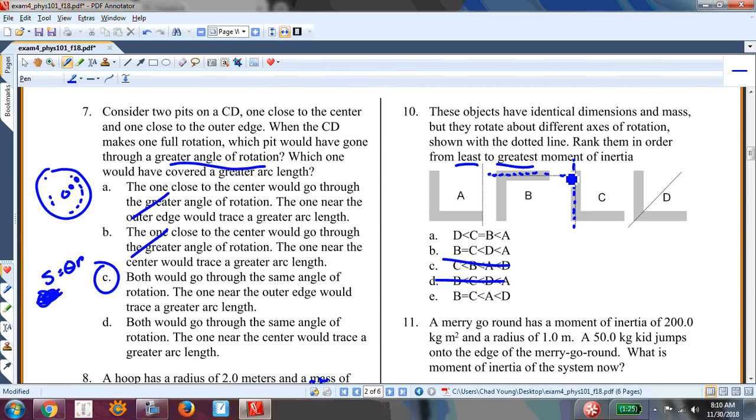So B and C are also the smallest ones. So I can get rid of A as well. Now it's really just a matter of which is bigger, A or D. Well, A has a whole lot of mass out at the biggest radius possible, and it has very little mass in close to the axis. Whereas if you notice D here, it has quite a lot of mass very close to the axis. So A is going to have the biggest moment of inertia. D will be the next smallest, and then B and C are the smallest, and they're equal to one another.